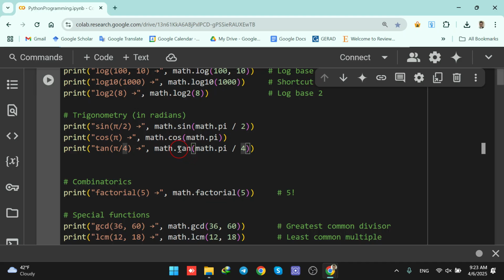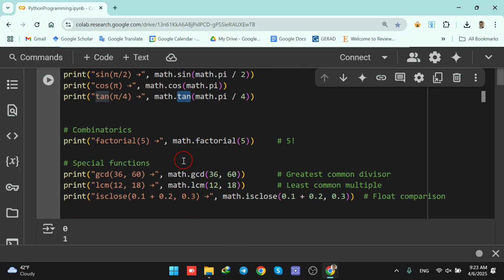And then we are having the tangent calculation of pi divided by 4. See here, you see that I'm calling the tangent. And then here we are calculating the factorial of a number. So it means 5 multiplied by 4 multiplied by 3 multiplied by 2 multiplied by 1. So the factorial function is going to help us to calculate that.